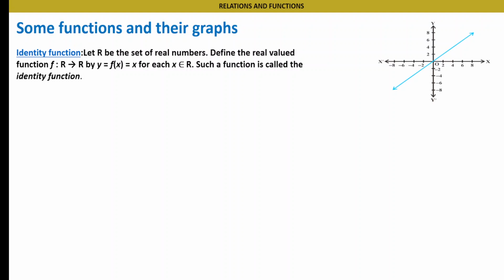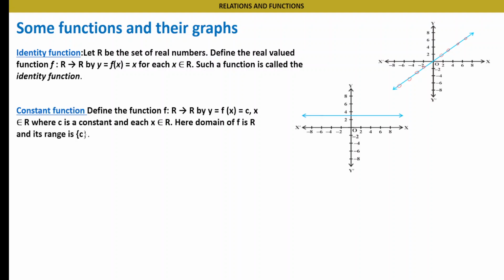If we observe the graph here, this is an example of the identity function. If x is 2, y is 2. If x is 4, y is 4. If x is 6, y is 6. If x is 8, y is 8. Similarly, coming to the negative side, if x is minus 2, y is minus 2. If x is minus 4, y is minus 4. If x is minus 6, y is minus 6. If x is minus 8, y is minus 8. If we observe here, both x and y values are the same. If we plot the graph, we will observe a straight line passing through the origin, in the first quadrant and the third quadrant.